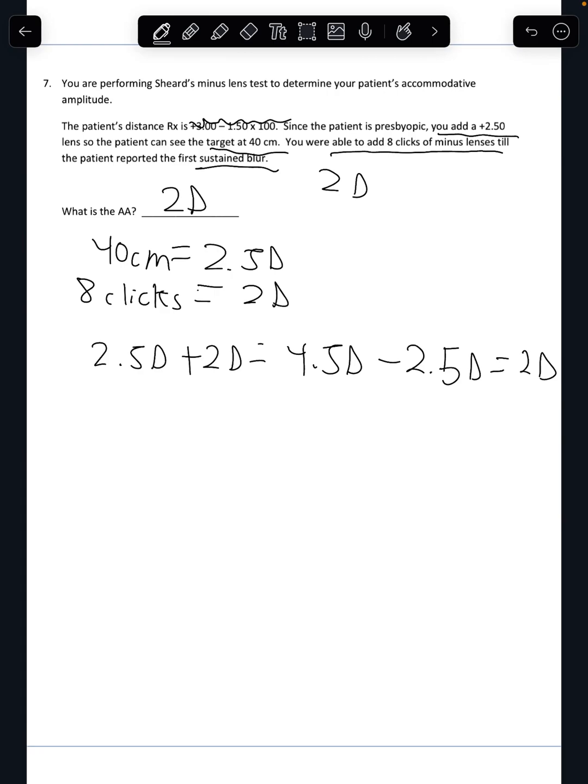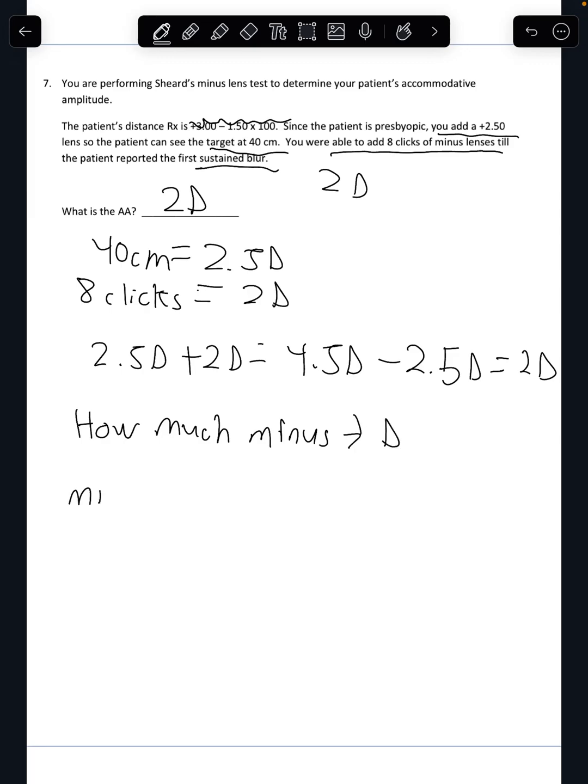Whenever we have an add power and we're doing one of these accommodative amplitude problems, we usually end up subtracting that because add power is like bonus power that doesn't belong to your eye. So in these problems, we're trying to figure out the patient's ability to accommodate. So we have to take out the add power. In simple terms, if we have one of these problems, the first thing we do is find out how much minus we were able to add and convert that to diopters.